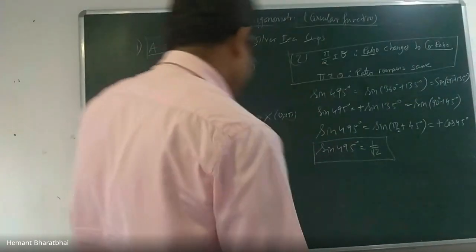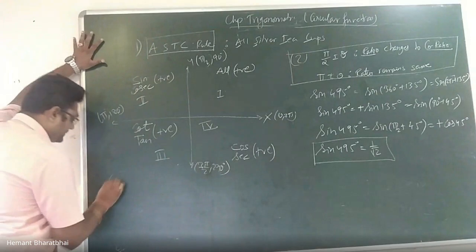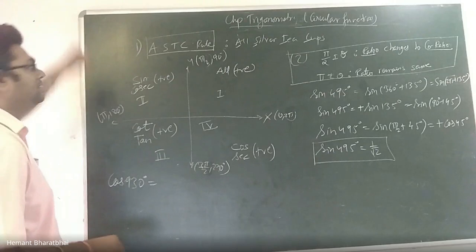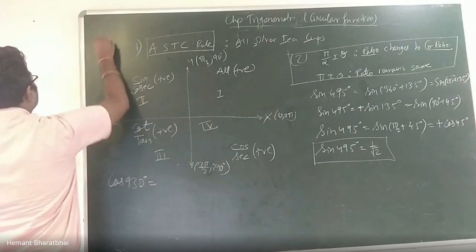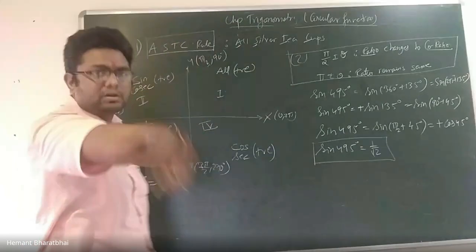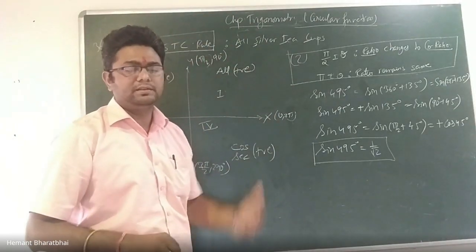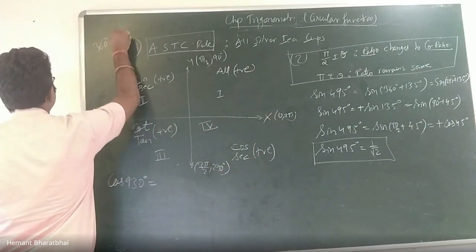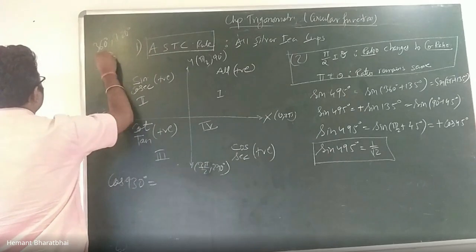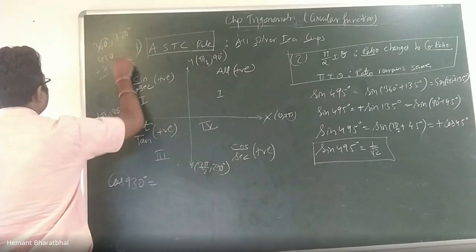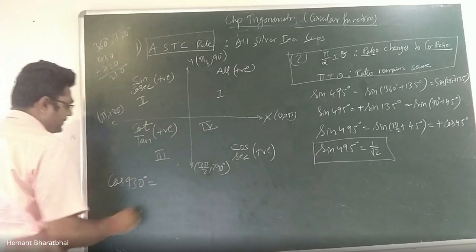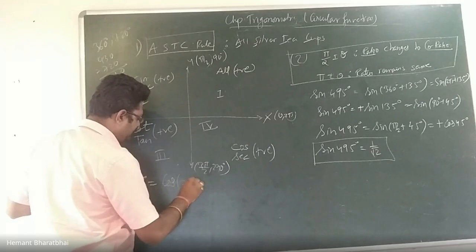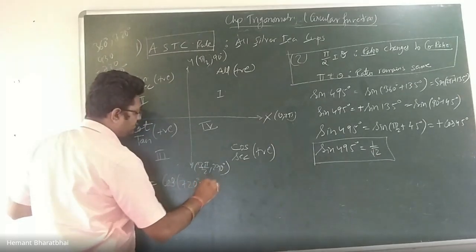Okay, let me see one more. Cos of 930 degrees. I want to find out what is 930. So when I do one rotation, I'll complete 360 degrees. When I do second rotation, 360 into 2, that is 720 degrees. So I subtract 930 minus 720, it will give me 210. Therefore, I can write cos of 930 degree as cos of 720 degree plus 210 degree.